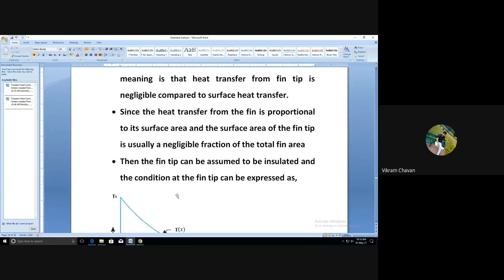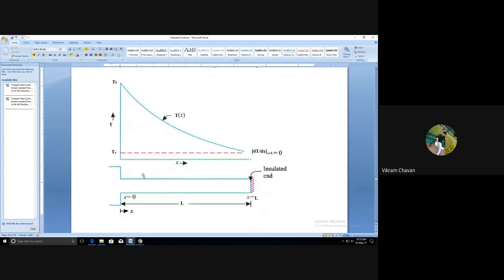Okay, so what will be the diagram for the insulated fin? Here we have to consider the fin length is finite, and the length is provided to you, but we have to consider that the end part or the tip of the fin is insulated. So it is shown here: insulated end, and the fin has finite length.